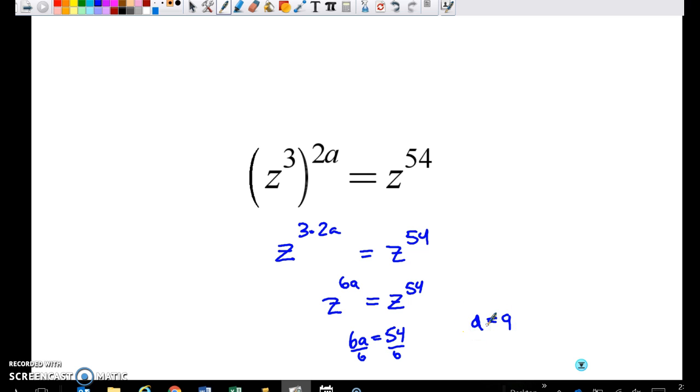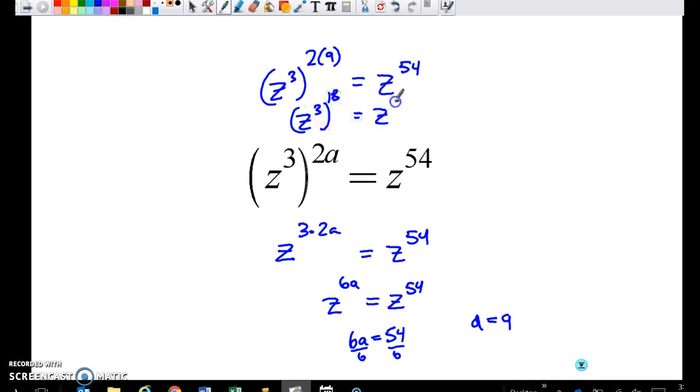If you want to check to make sure you did it correctly, plug it in. z to the third raised to the 2 times 9 should equal z to the 54. Let's double check. 2 times 9 is 18. Oops. 3 times 18 is 54. That was a really bad 5. 3 times 1 plus 2 is 5. 54. Okay, it worked.